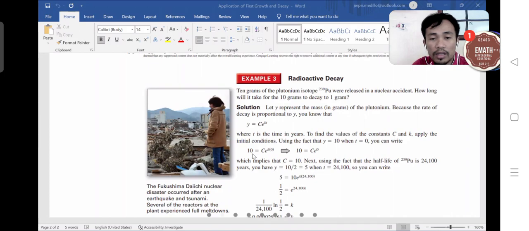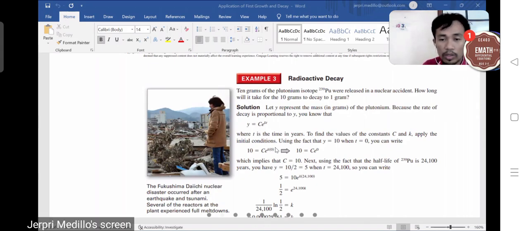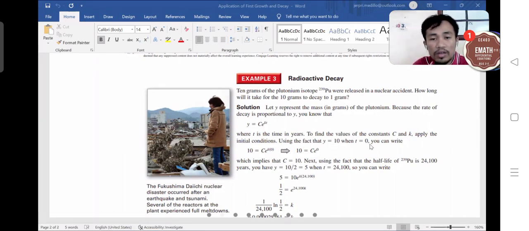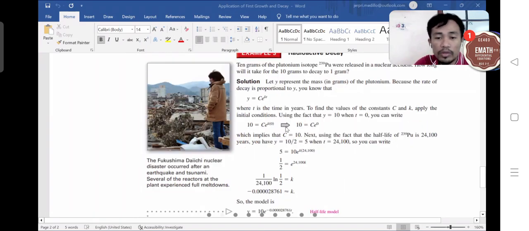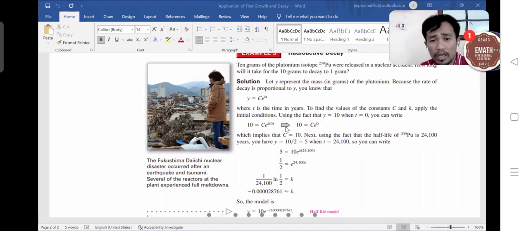So y at that time is 10, and c exponent of k times 0. When the time is 0, we know that e to the power of 0 is 1. So the value of our c is 10. And then, what is next? We need to get the value of k. So we substitute the value, and we know our time t, which implies that c is equal to 10.